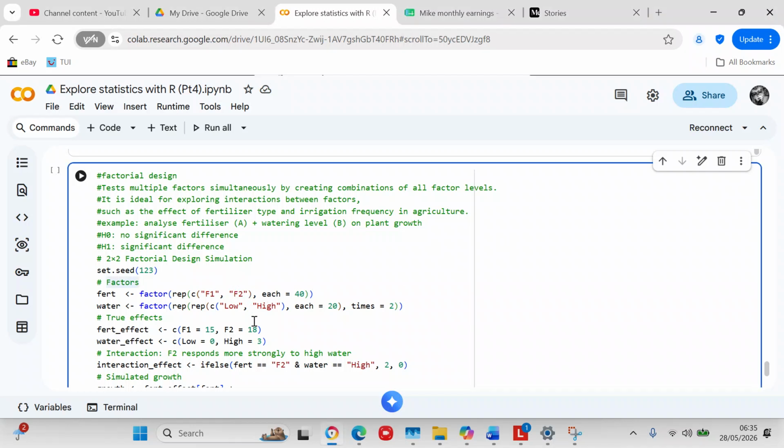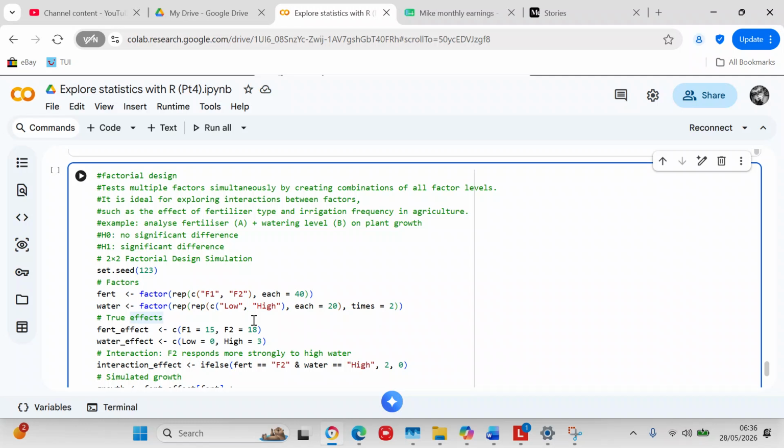Now we're going to set our factors. So fert becomes a factor, a repetition vector with a vector in it of F1, F2. Those are your two units within the vector, and each is 40. That means there's going to be 40 F1s and 40 F2s, so you're going to have 80 altogether.